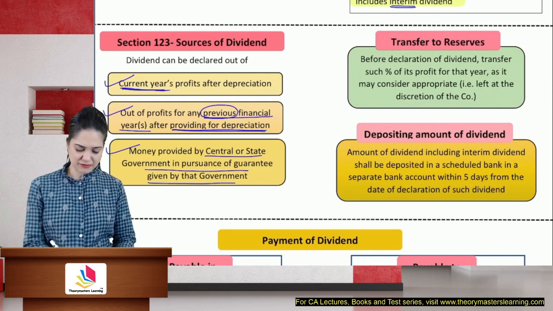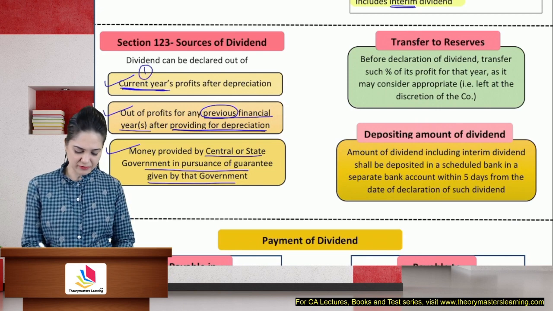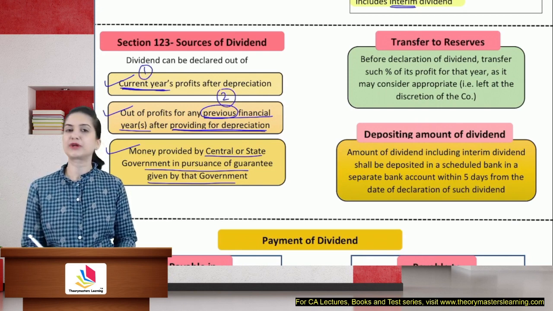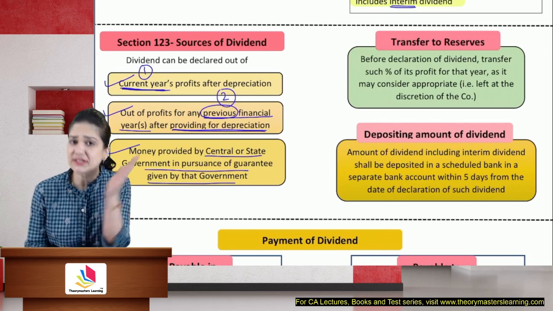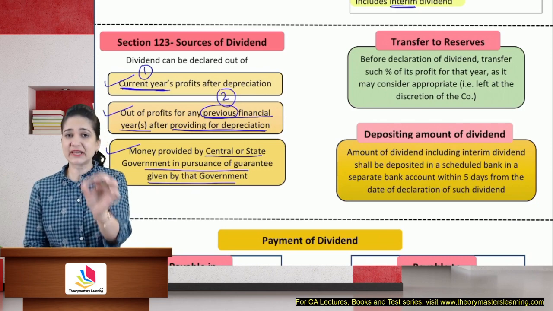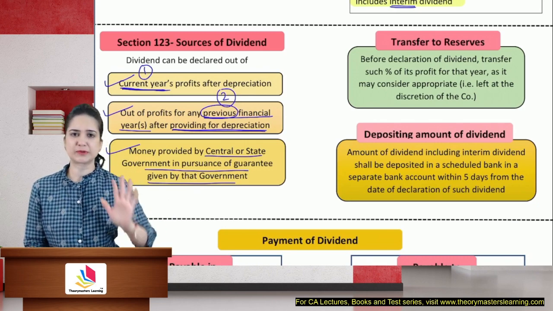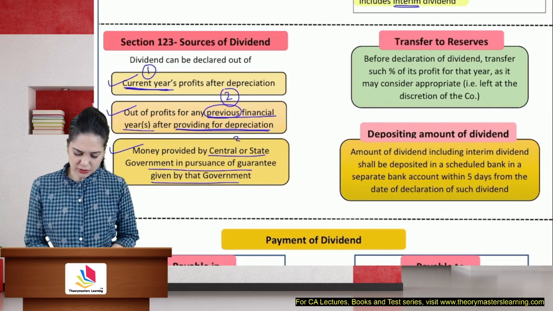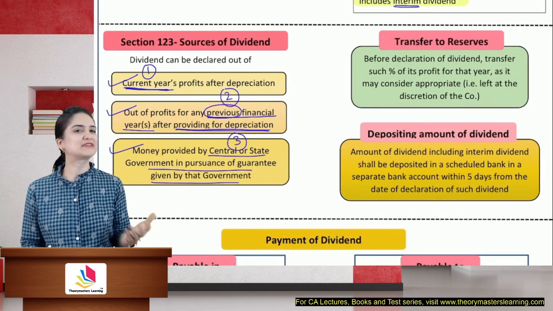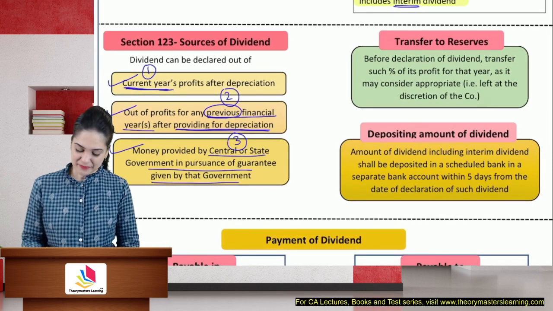Let's go through it once again. We will use the current year's profit. Then we will use the profits of the previous year. You can use the profits lying in the P&L account or the reserves, general reserves, free reserves, which are used for distribution in the form of dividend. You can also give money provided by the central or the state government.